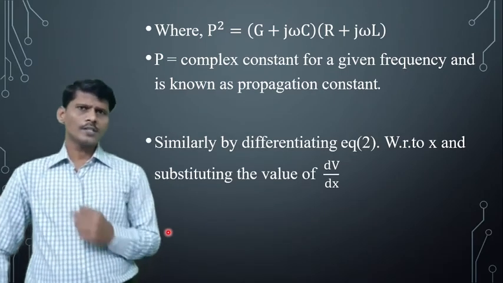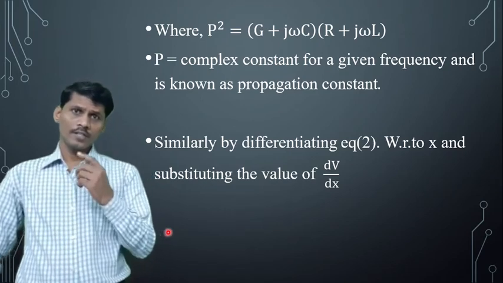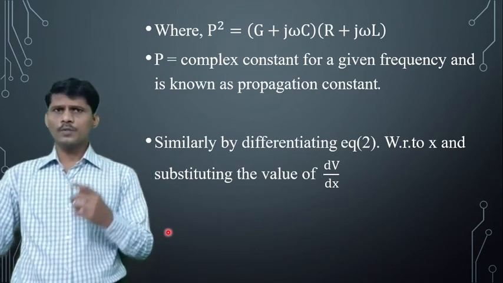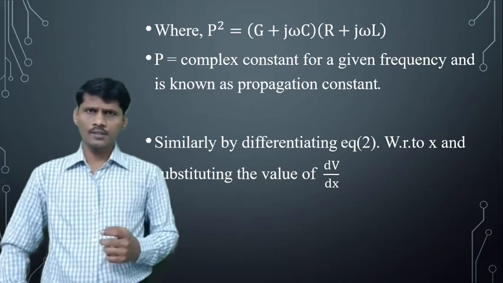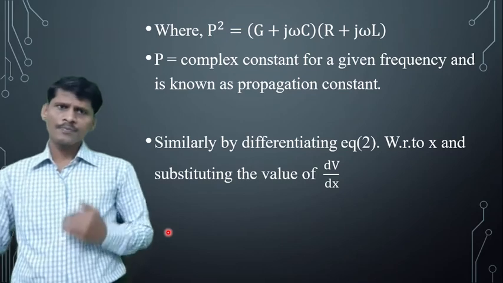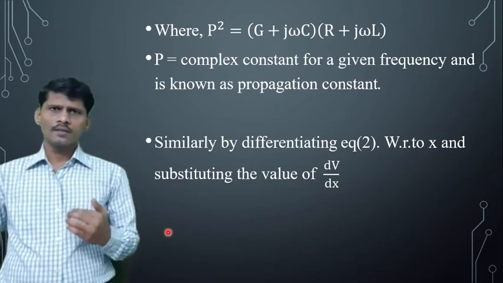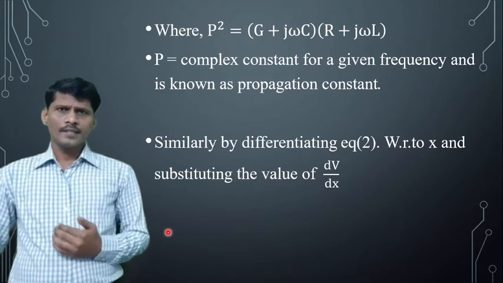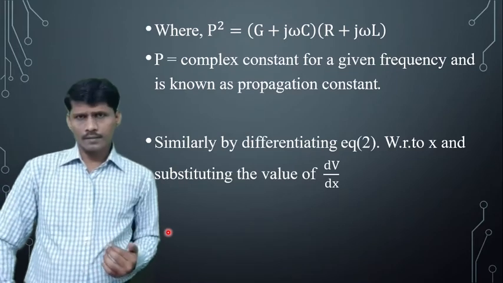So that is the voltage expression. d square V by dx square is equal to P square V. That is considered as equation 3. That is one expression, the second order differential equation. So similarly, we can calculate d square I by dx square is equal to P square I.